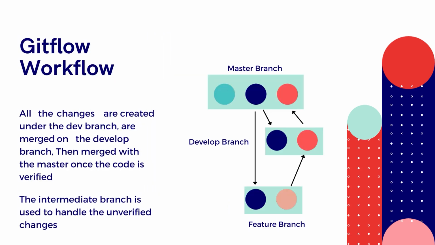Git Flow Workflow is an extension to feature branching, and the main difference is that there will be an intermediate branch to verify the changes, and once verified, we will merge that intermediate branch to master. The unverified changes are checked in the intermediate branch to avoid conflicts. These are the workflows of Git.